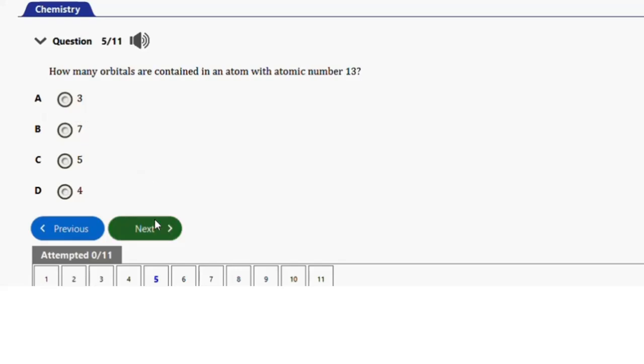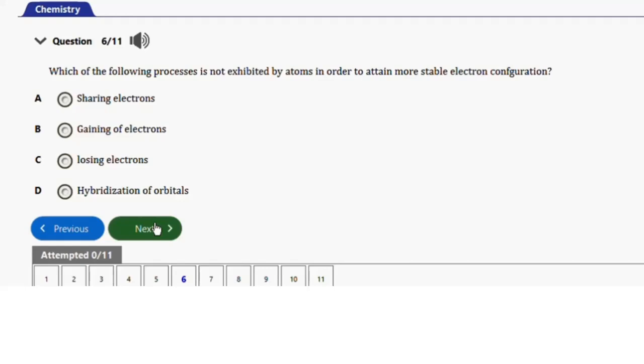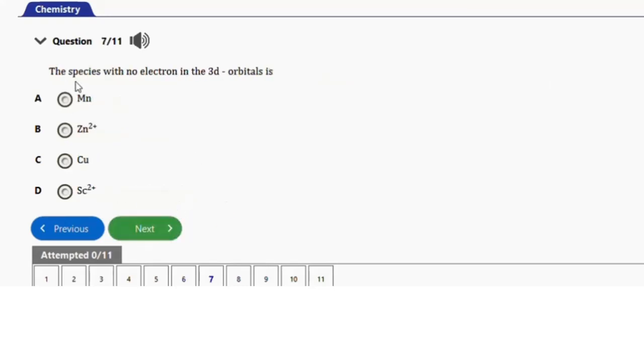The next question will be this one. It says, which of the following processes is not exhibited by atoms in order to attain more stable electron configuration? So the options are: sharing electrons is involved, gain of electrons is involved, losing electrons is involved. So the exception here is hybridization of atoms. Next question, this one. It says the species with no electron in the 3d orbitals is, so the right option to this question is option D, which is scandium ion.